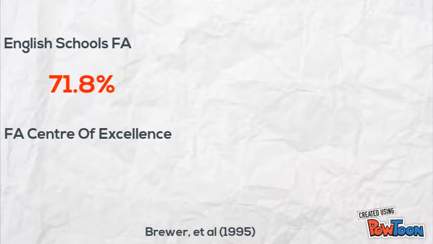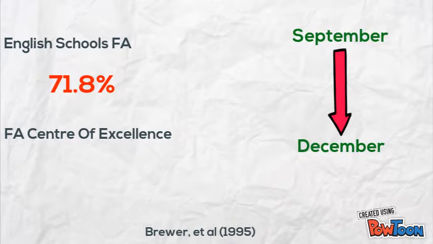Brewer et al. stated that 71.8% of English school FA players were born between September and December, and 58.7% of those who played in the FA Centre of Excellence were also born between September and December.